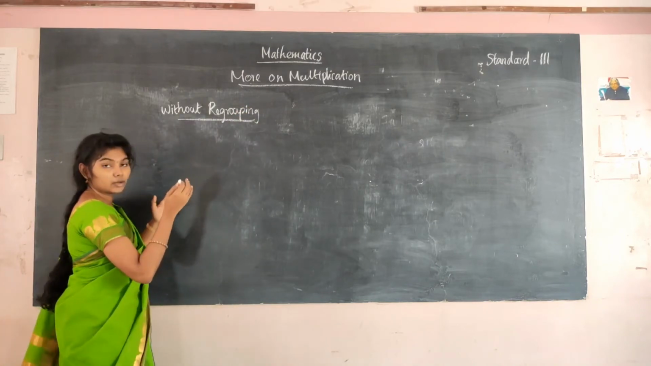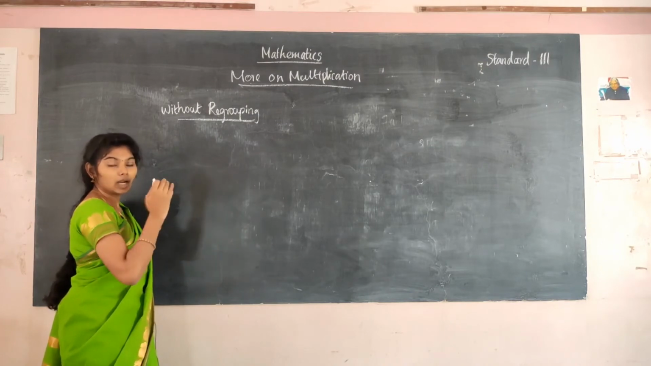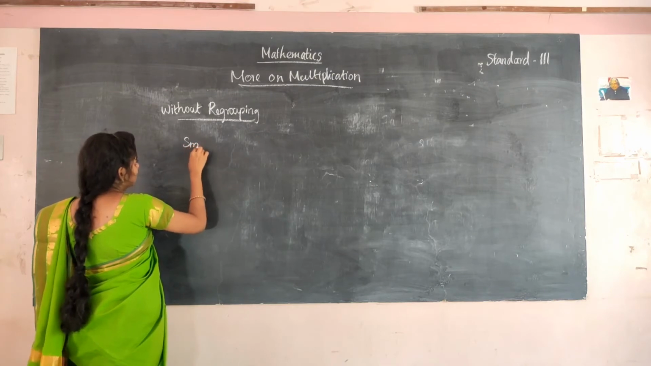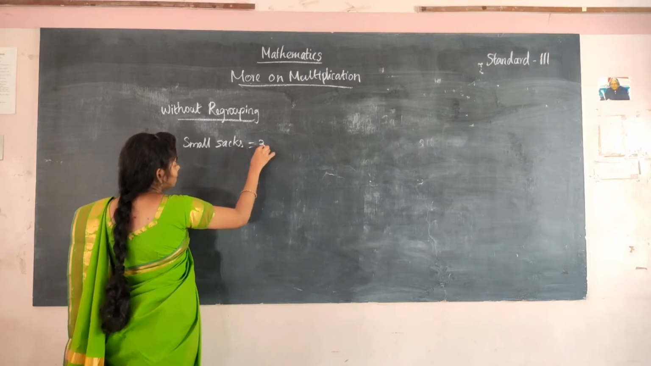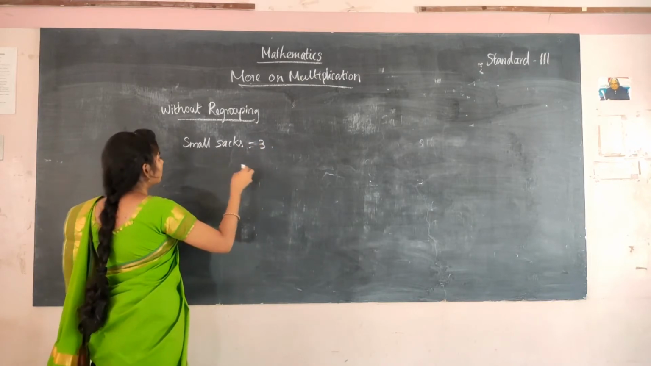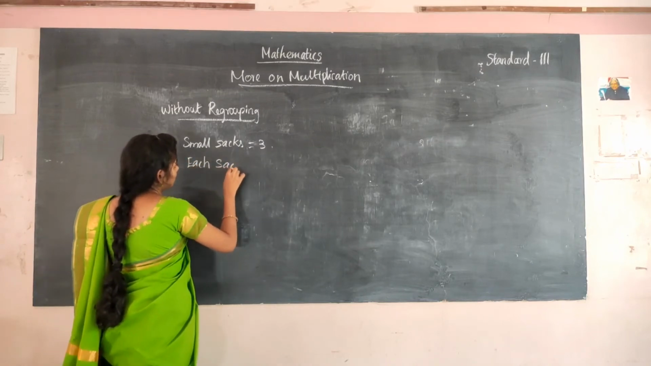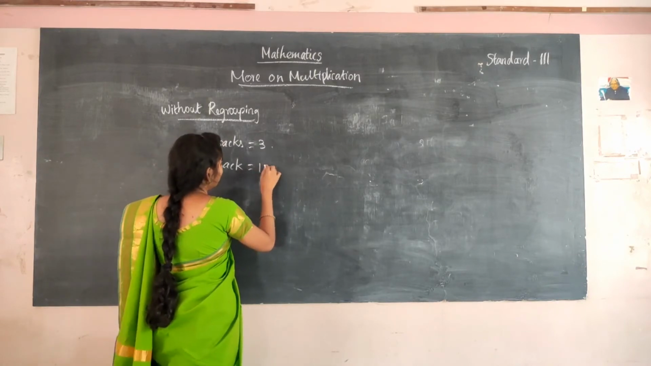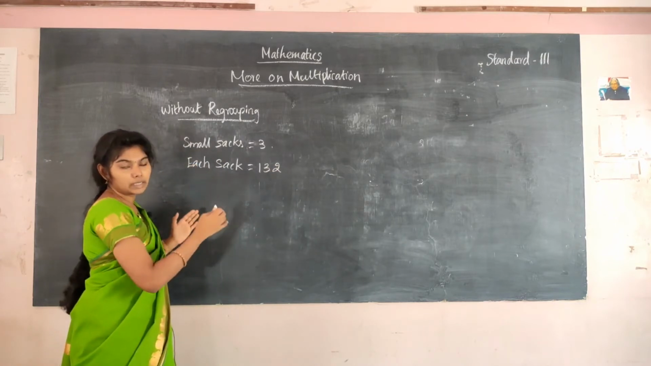So first we shall see the small sacks. In small sacks, how many mangoes are filled? There are 3 small sacks. First write that, 3 small sacks are there. In each of the sacks, how many mangoes? It is 132 mangoes. In each sack, 132 mangoes are filled.